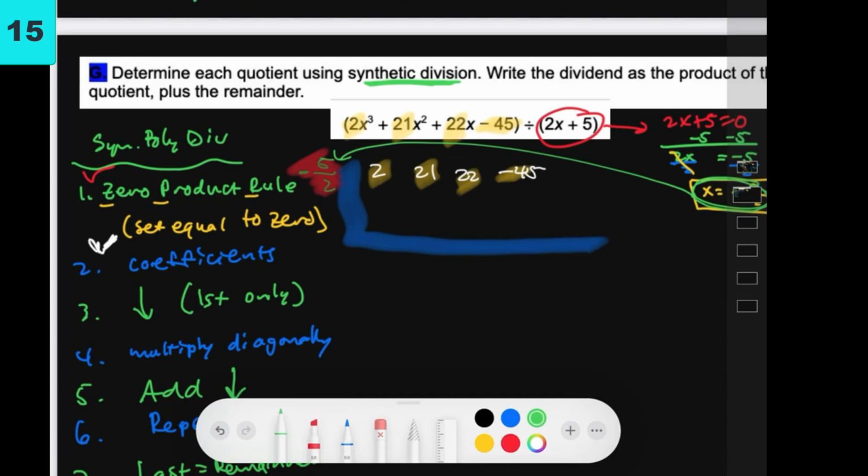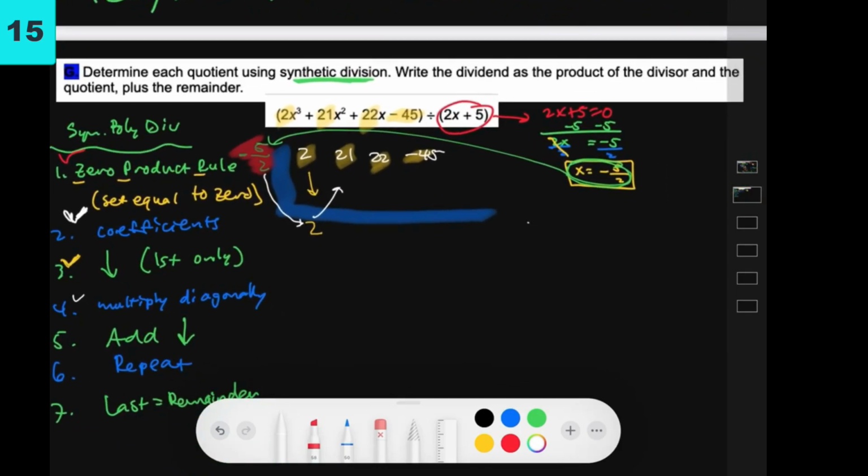So it tells us to, number 3, bring down the first term only. So we're going to bring this down. And we have a 2 here. Then it tells me to multiply diagonally. So we're going to multiply these two numbers and get a number here. So let's do that. Negative 5 halves times 2.